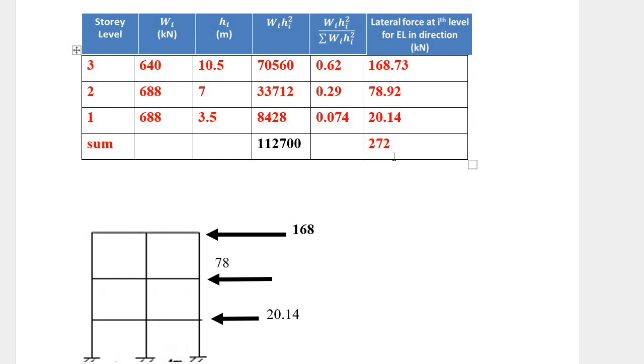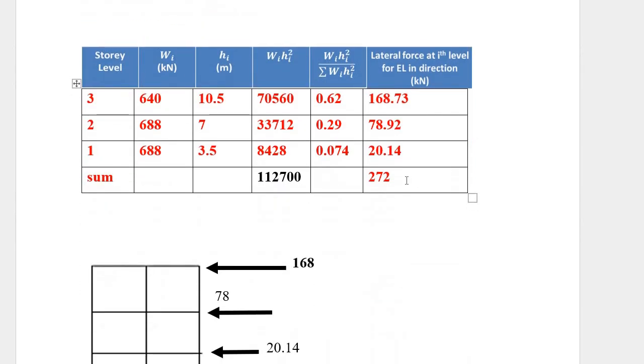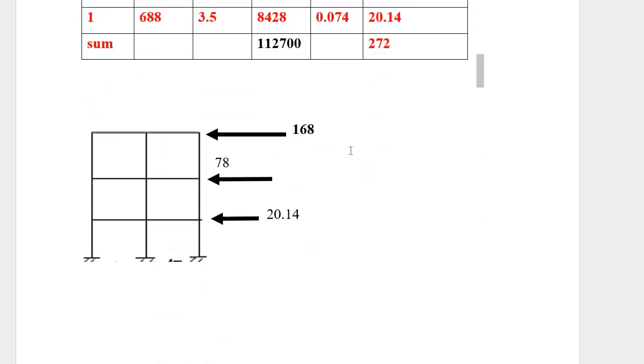That means our VB should match with this summation. VB is 272, and in this table the last value summation is 272. That means whatever we have solved is correct, and whatever last column I have got, I have just represented in a diagram. Okay, hope you have understood this. Thank you.